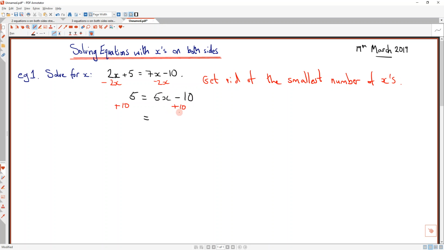So on the right-hand side, I've got just 5x left. On the left-hand side, I've got 15. Does it matter if I write it the other way around? 5x equals 15? No. Right, and then to just get the x by itself, divide by 5. So I end up with x equals 3.